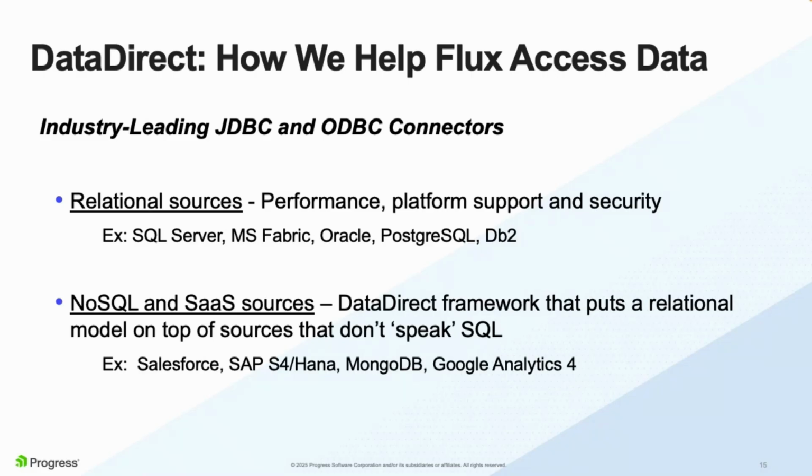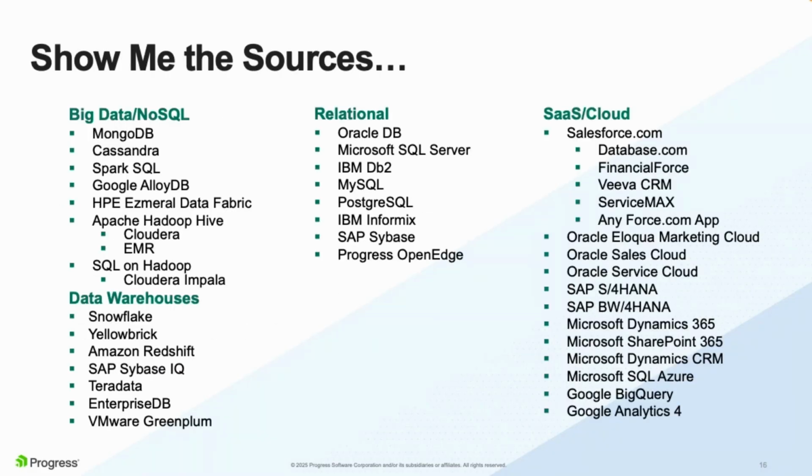So a couple examples here of some of the sources that we connect to. You'll see the ones I mentioned, like Google BigQuery or Snowflake on there, Amazon Redshift. So these would be our out-of-the-box connectors.